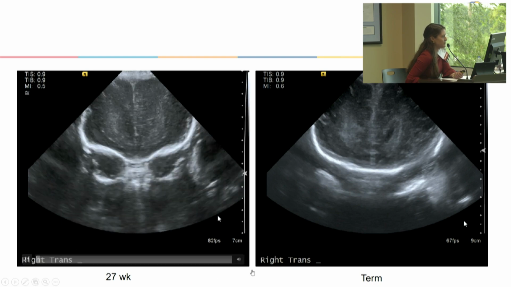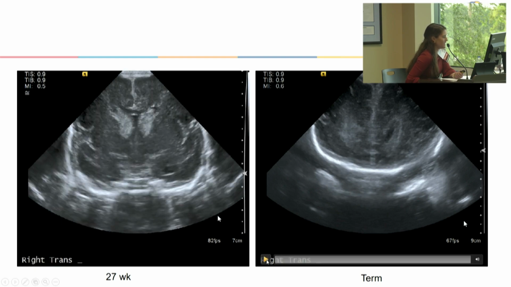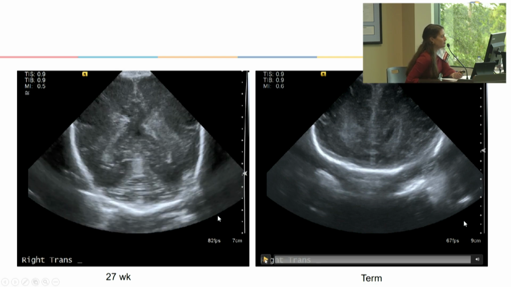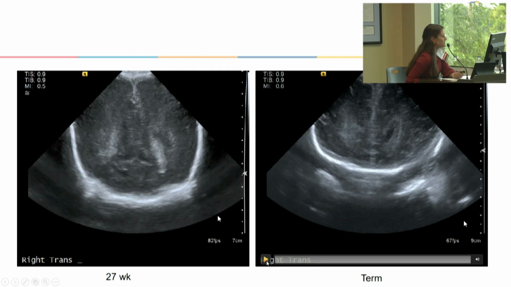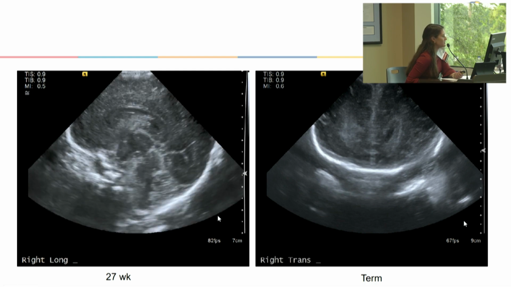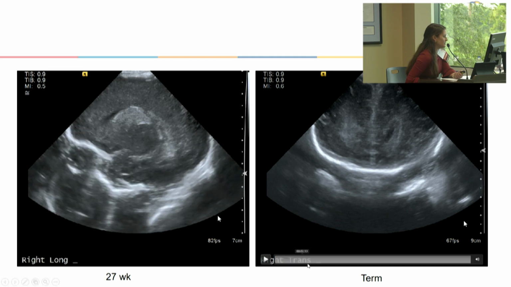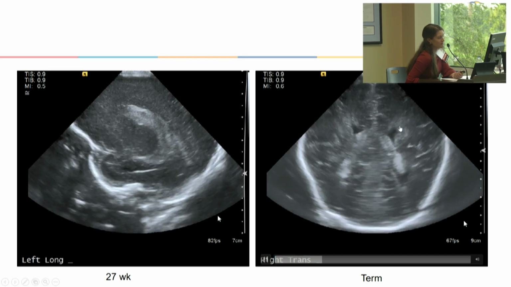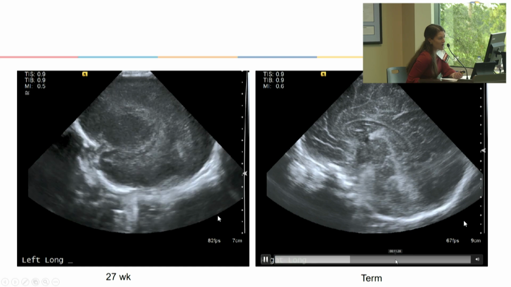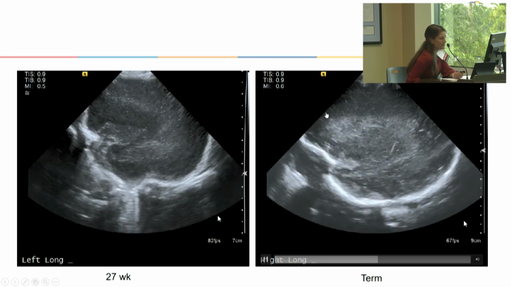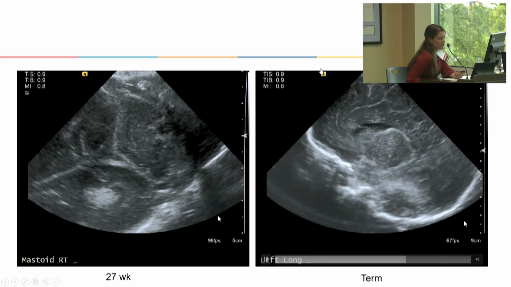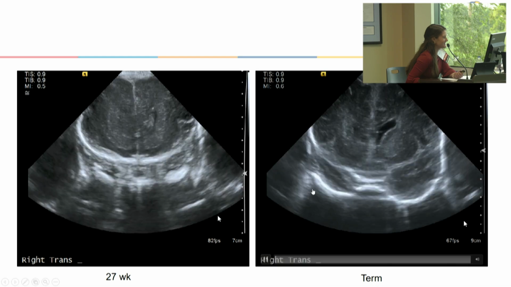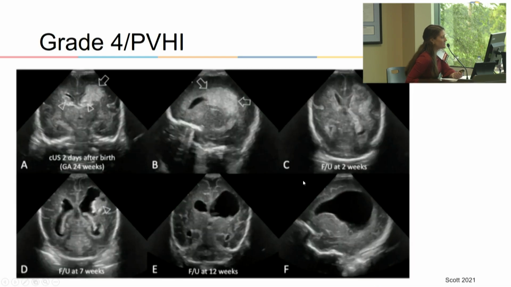Here's a quick real life example of a 27-weeker who had bilateral grade 3s. You can see that hyperechoic blood filling and distending the ventricles. Lateral view of it. And then at term, you can see the ventricular dilatation is improved. So not all of these babies are going to go on to develop hydrocephalus or post-hemorrhagic ventricular dilatation. But again, I will leave that to the expert for later. All right, and then here are some examples of grade 4.